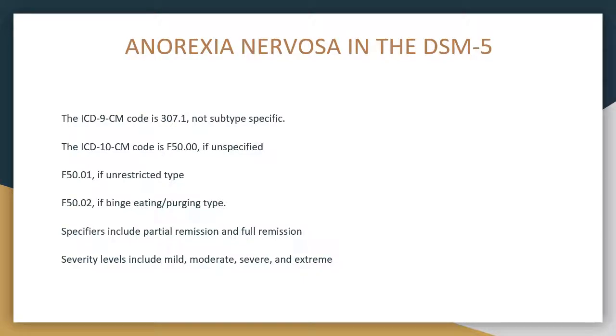Lastly, psychologists have to specify current severity, which is found through body mass index, or BMI. Those levels of severity include mild, which is greater than or equal to 17 kilograms per meter squared, moderate, which is 16 to 16.99 kilograms per meter squared, severe, which is 15 to 15.99 kilograms per meter squared, and extreme, which is less than 15 kilograms per meter squared.